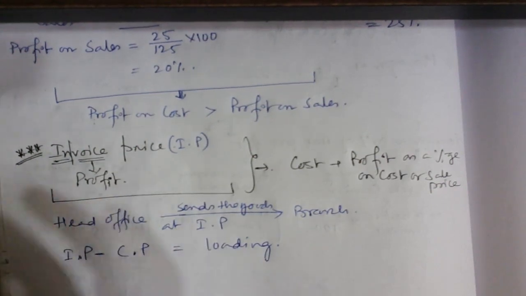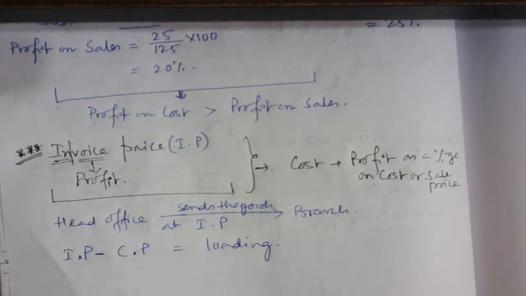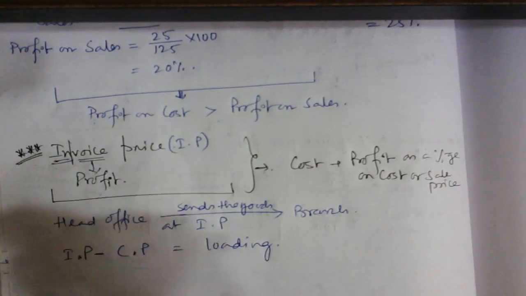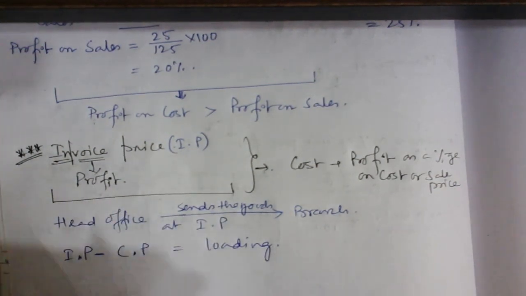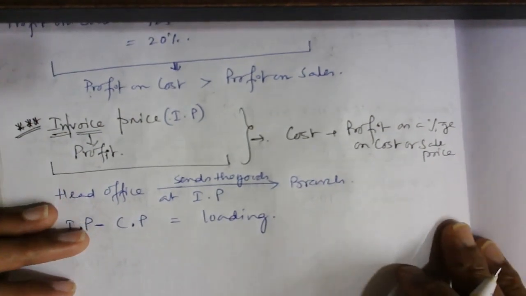So the good practice is that we need to show the invoice price, but we need to unload the profit. Unload means whatever loading is included, we need to unload it. So in case there is any loading involved, we need to unload the same.